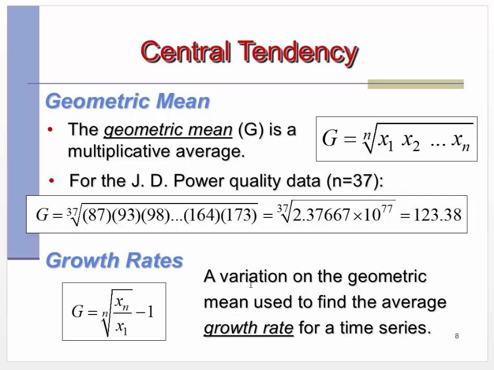A variation on the geometric mean is used to find the average growth rate for a time series. The growth rate is actually calculated by the geometric mean. You take the last observation, xn, divided by the first one, x1, in the series, and find the nth root of that ratio, minus 1. That will give you the growth rate.